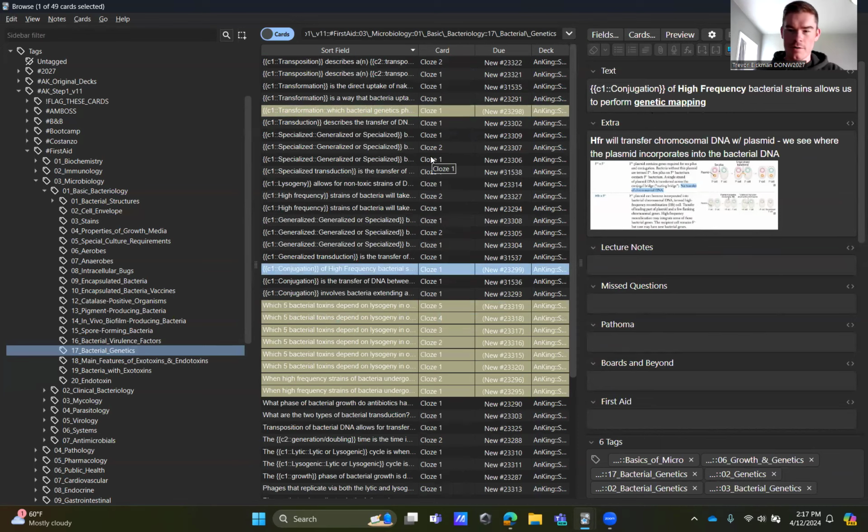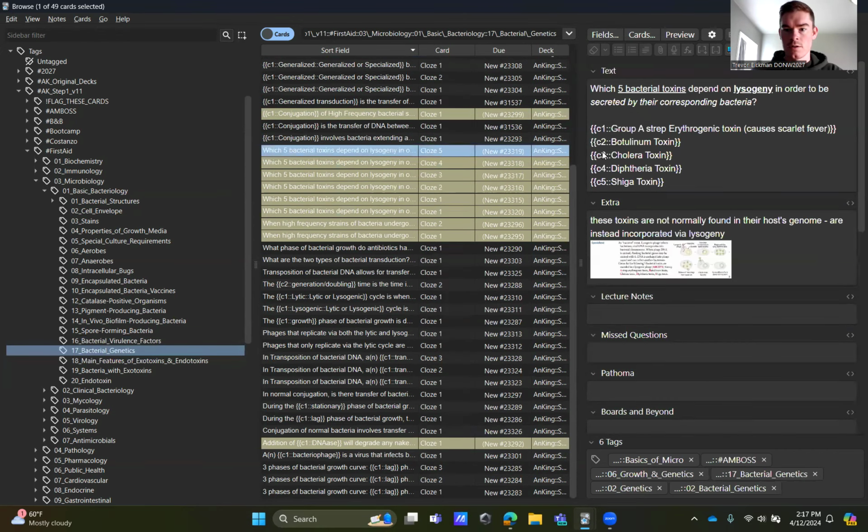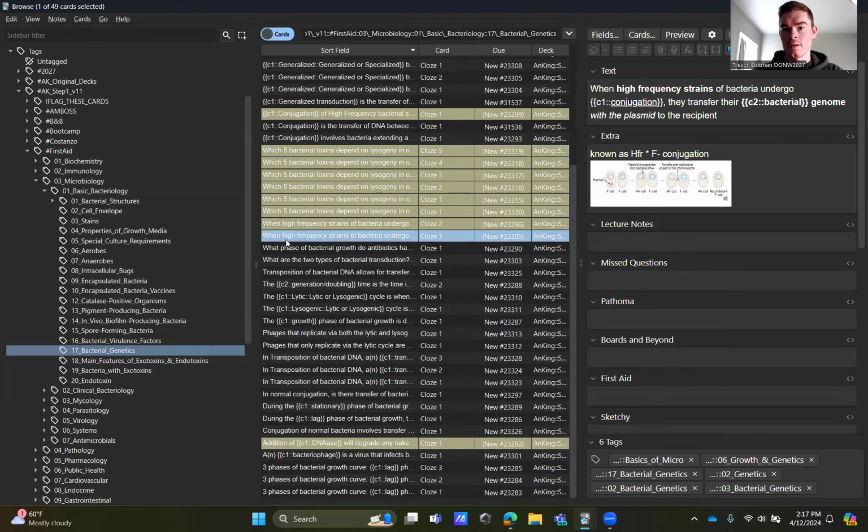Those cards are just kind of weird fun facts that weren't in the lecture, so I didn't include them. And then these ones starting here, which are 5 bacterial toxins on lysogeny. We just didn't even know this specific a detail. So the cards with these 5s you don't need, and then these 2 here we didn't need. You didn't need these 2.